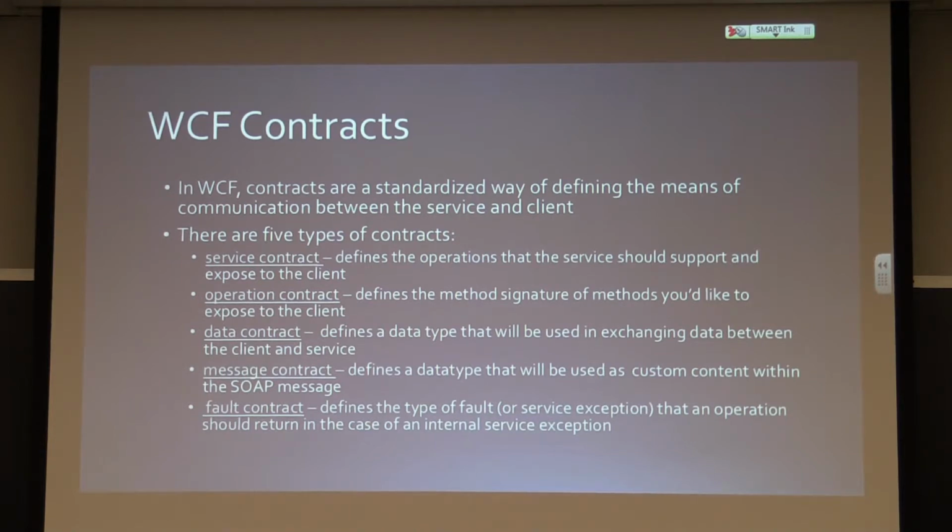You have data contracts, which define a data type that will be used in exchanging data between the client and the service. When you are communicating with a service, these are set up like classes or objects so that you can say, we have this particular object, here are its properties. The data contract sets them up so that we agree this is an object and you know what fields it has when you're sending me this type of object, so that you can communicate on a consistent idea of what that object is.